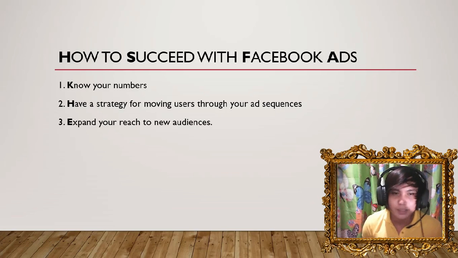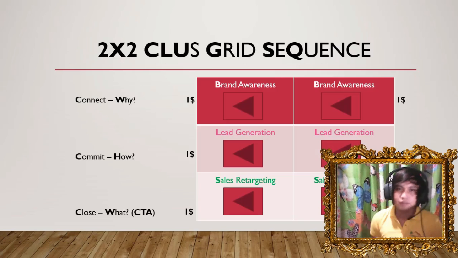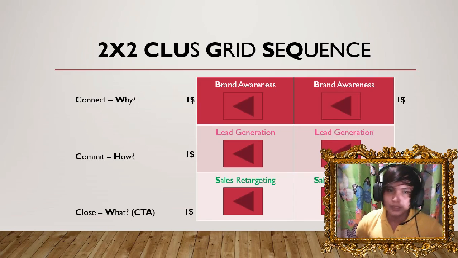And the third one is expand your reach to new audiences. As I said in the previous 3 common mistakes, you have to expand your audience. You don't limit to your city only, to your area, to your country. We have online. We can reach more and more audiences.